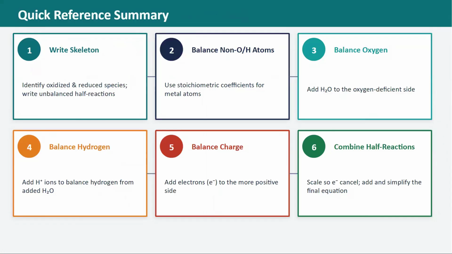So, a quick reference summary. First step is to write the skeleton, identify the oxidized and reduced species, and write the unbalanced half reaction. Second is to balance non-oxygen, non-hydrogen atoms and use stoichiometric coefficients for them, then balance oxygen using water molecules, and then balance hydrogen using protons. After that, balance the charge, make the number of electrons equal in the reduction and oxidation parts, and then combine them and verify.